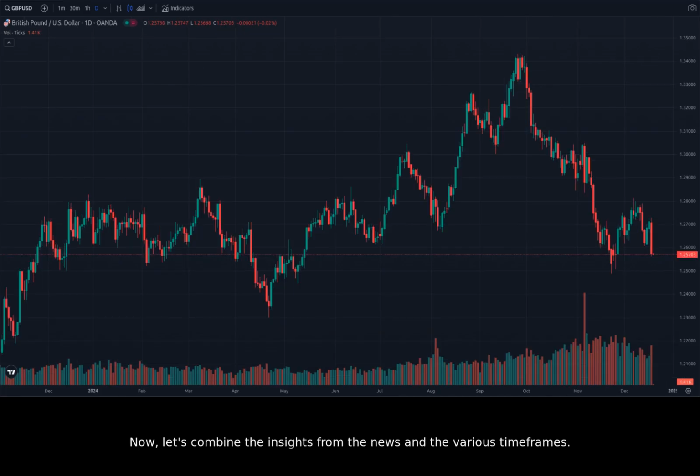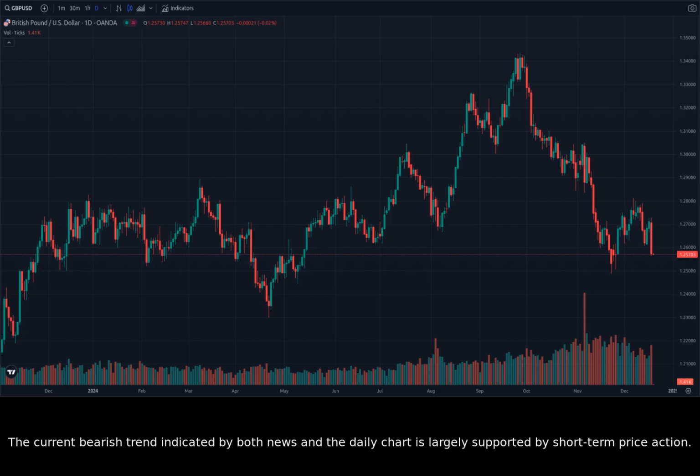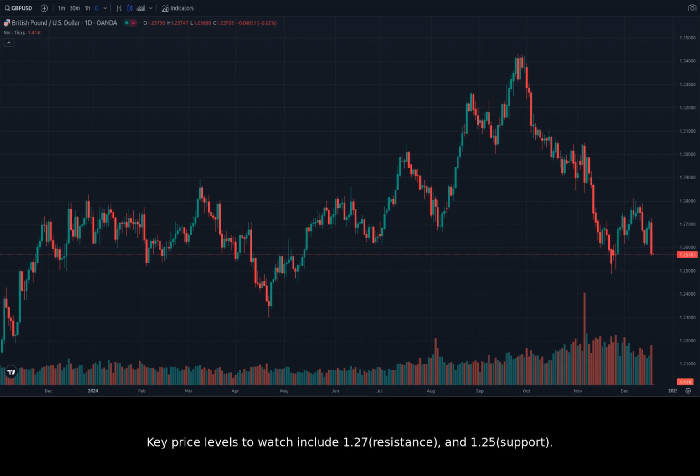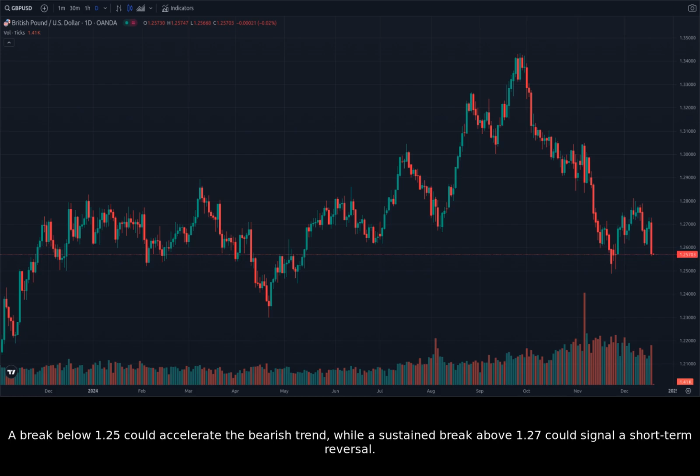Now, let's combine the insights from the news and the various timeframes. The current bearish trend indicated by both news and the daily chart is largely supported by short-term price action. However, the brief periods of consolidation and corrective rebounds in the 1-hour timeframe should not be overlooked. Key price levels to watch include 1.27 resistance and 1.25 support. A break below 1.25 could accelerate the bearish trend, while a sustained break above 1.27 could signal a short-term reversal.